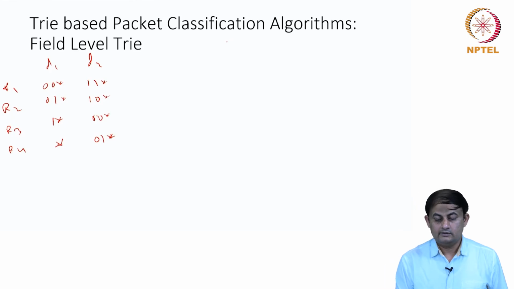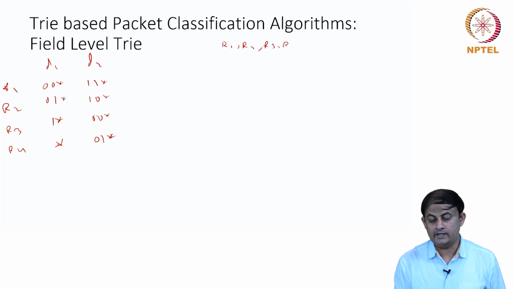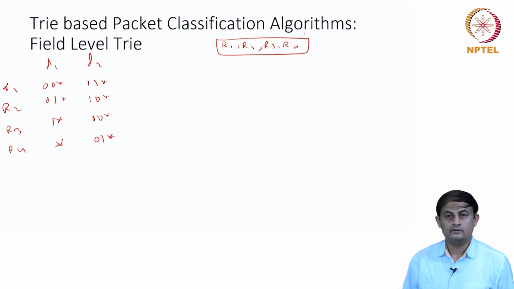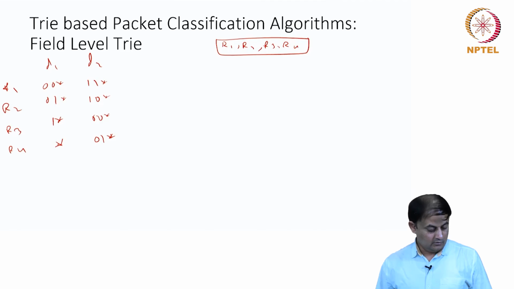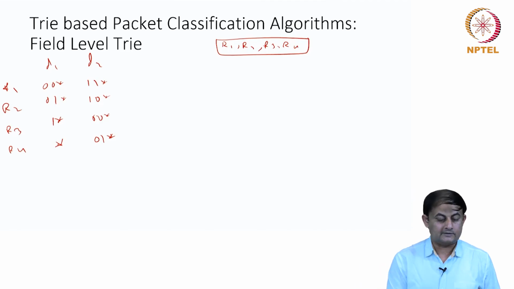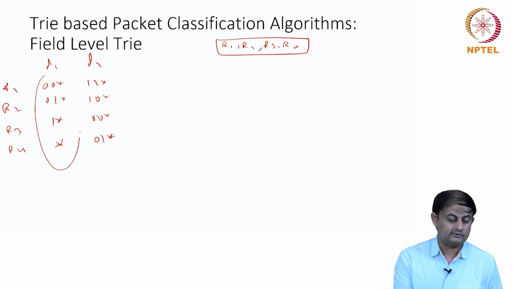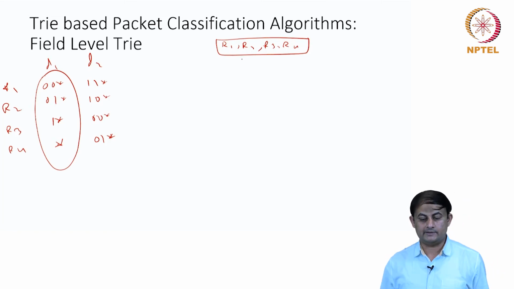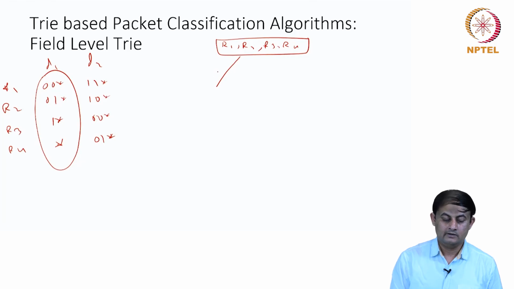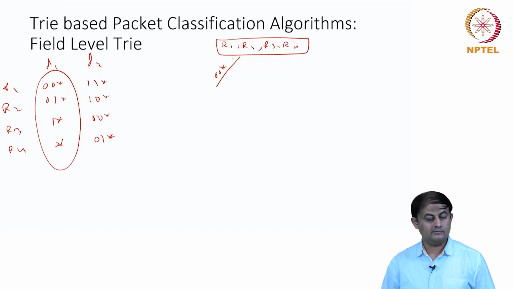As I said, you need to start with the root node. When you begin, every rule in the classifier is equally likely to be a candidate for the match. So what are the unique prefixes in the first dimension? I go one dimension at a time. So I take this dimension and look at the unique prefixes. For example, here the first unique prefix is 0 0 star. I add a link here with 0 0 star.